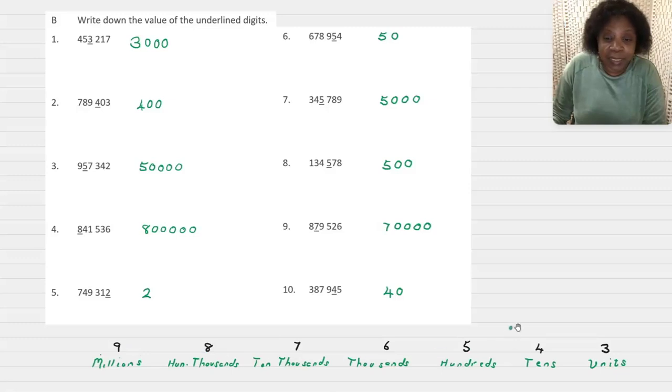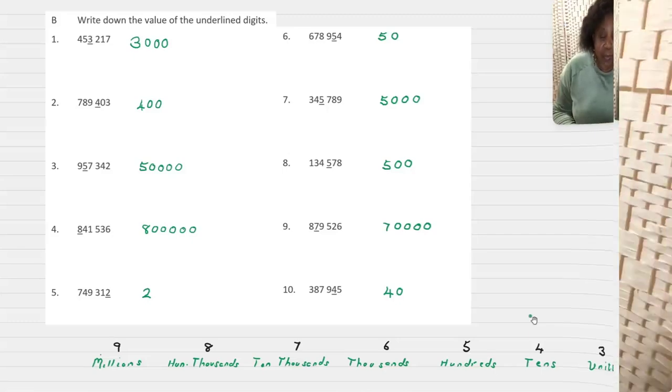I hope this is all making sense. Again, the numbers we're looking at in this session are all whole numbers. In another session, I'm going to go through how to work out the place values of decimal numbers. I hope all the explanations given in this session are clear enough and you can easily complete these types of questions all by yourself.